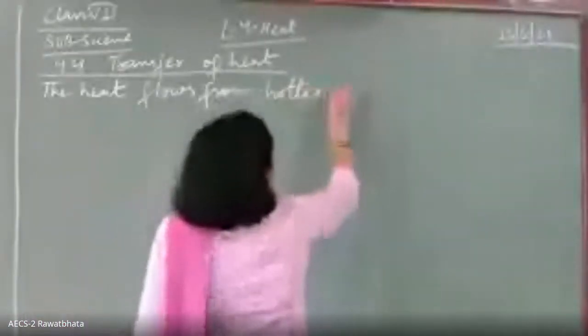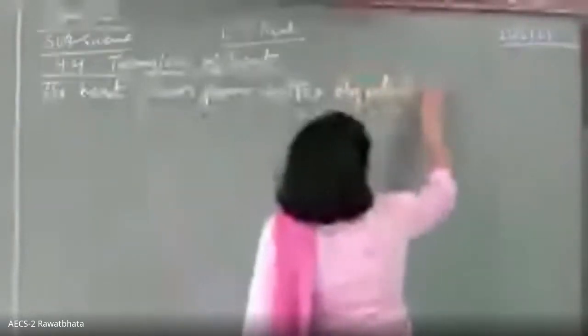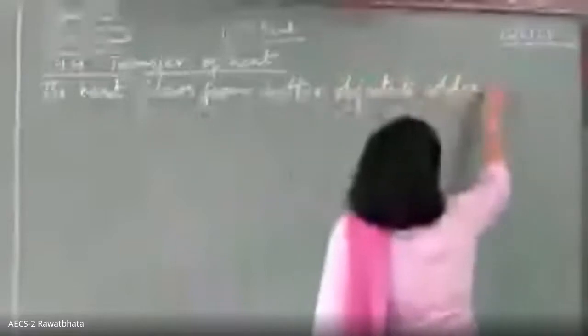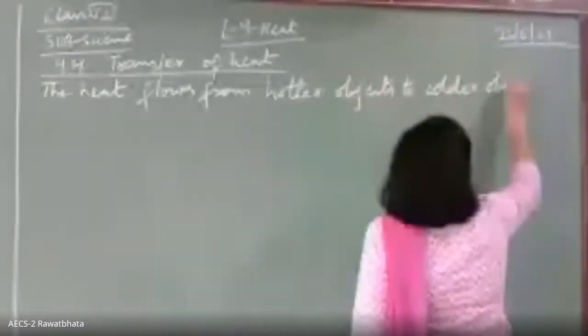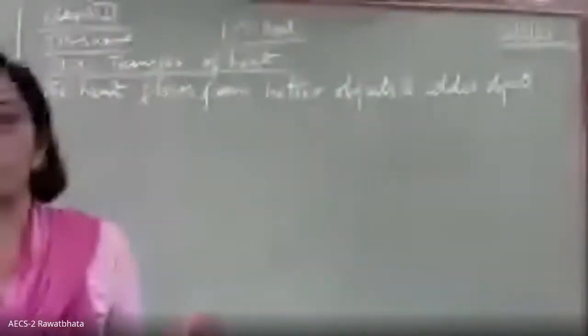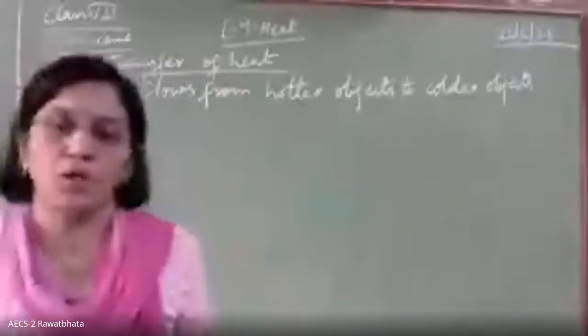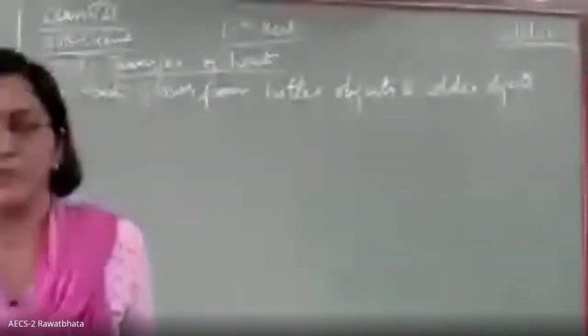Heat goes from hotter objects to colder objects. That is the standard rule, that heat is always going to flow from hotter to the colder objects.